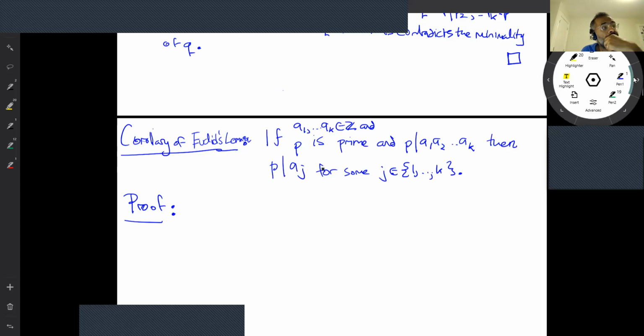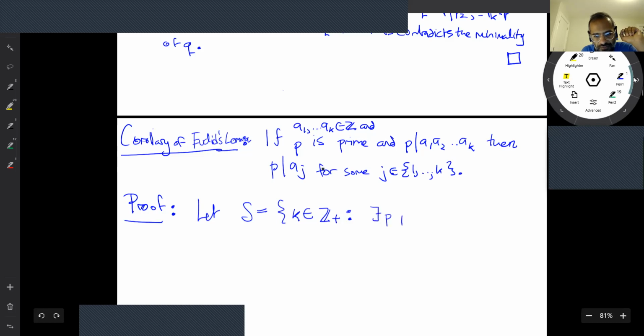So let S be the set of integers K such that there exists a counterexample to what I'm trying to prove. There exists a prime P, and there exist some A1 to AK such that P divides the product and P doesn't divide any of the numbers.